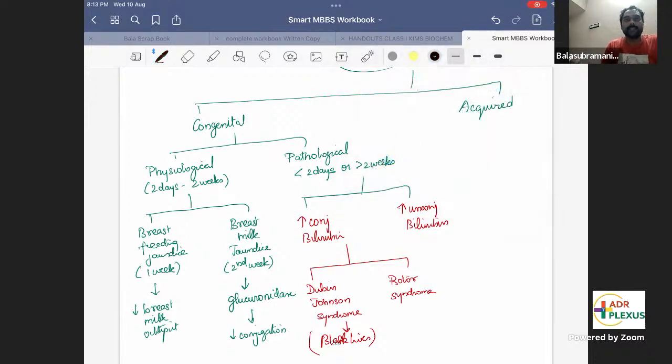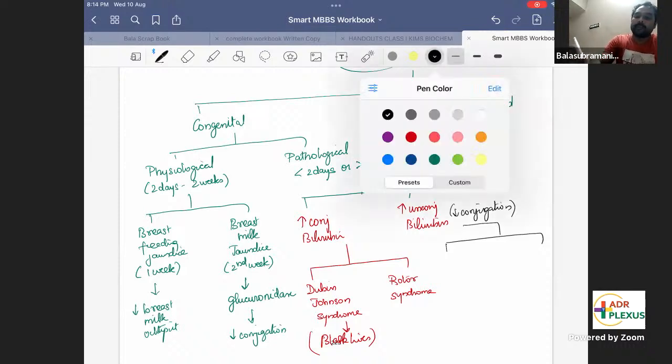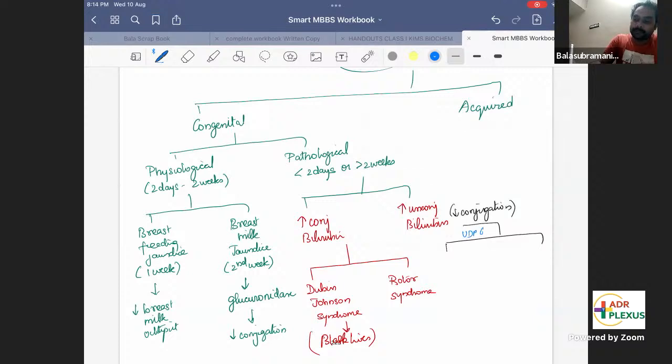Now, what are the jaundices with increased unconjugated bilirubin? Very interesting. When unconjugated bilirubin is increased, that means the conjugation is decreased. So basically, this is a decreased conjugation. Who does the conjugation? The enzyme is UDP glucuronide transferase. You all know that UDP glucuronide transferase.